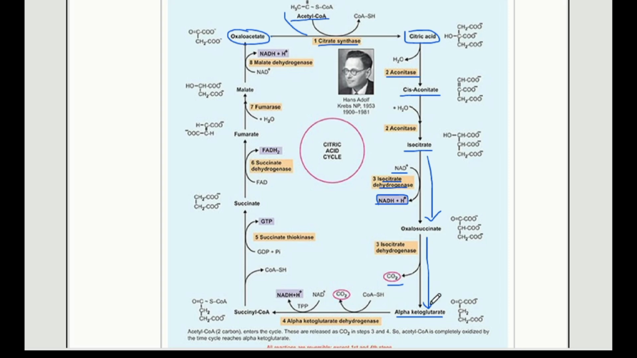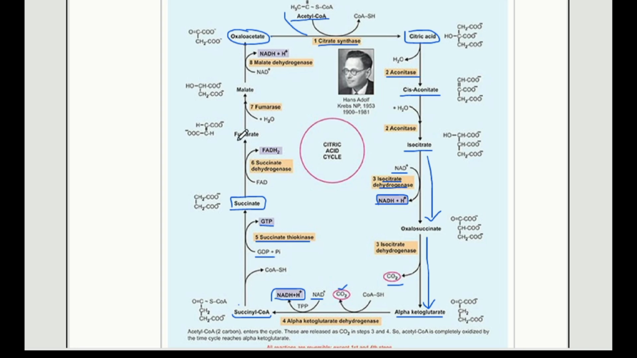That alpha ketoglutarate is converting now to succinyl CoA. Here another NAD plus molecule is converting into the NADH plus H plus, and another carbon dioxide molecule is coming out. This succinyl CoA is converting into succinate. Here GDP is converting into GTP. Here the enzyme is succinate thiokinase.